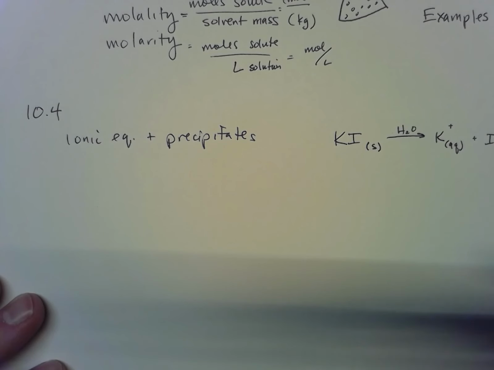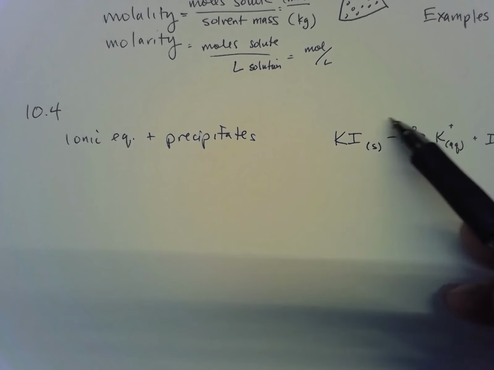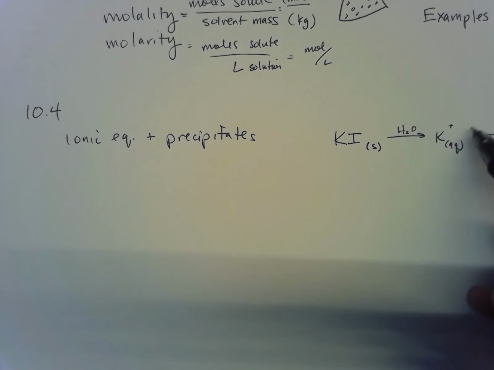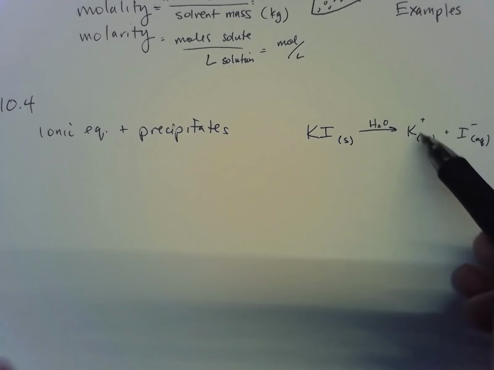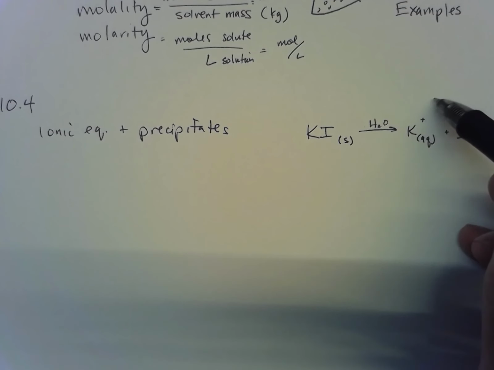Okay, and remember what happens is those polar molecules come in and steal that K out of there and take that I out of there. So there's actually a polar molecule hanging around right here so that those don't try to find one another again.